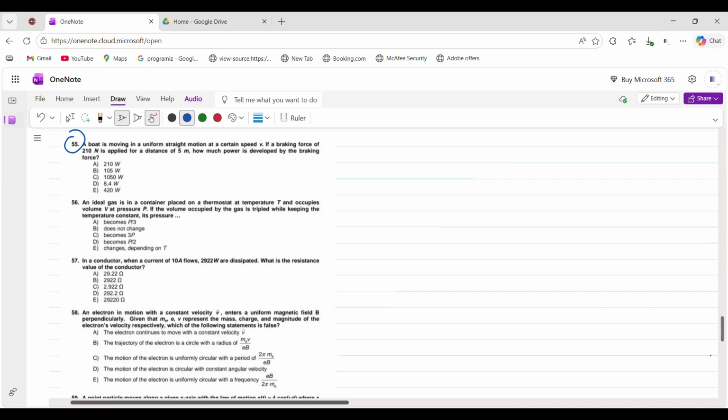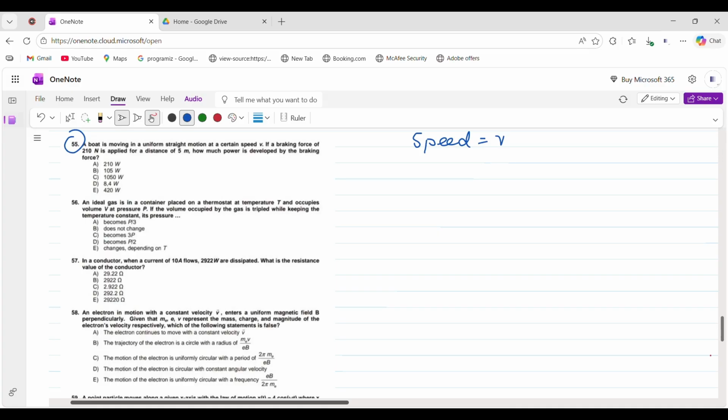So the best strategy to solve the numericals in physics is to identify the data and write that data simply down. Whatever you understand from the question, write it down. So what I have gotten from this question is a boat is moving in a uniform straight motion at a certain speed v. So basically they've given a speed that is v, right? I'm writing here the data so that I cannot be confused with it.